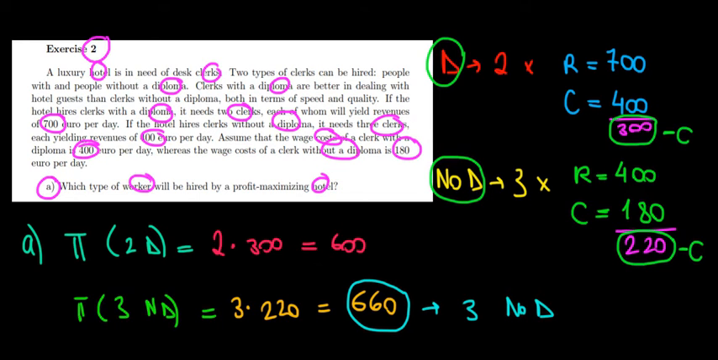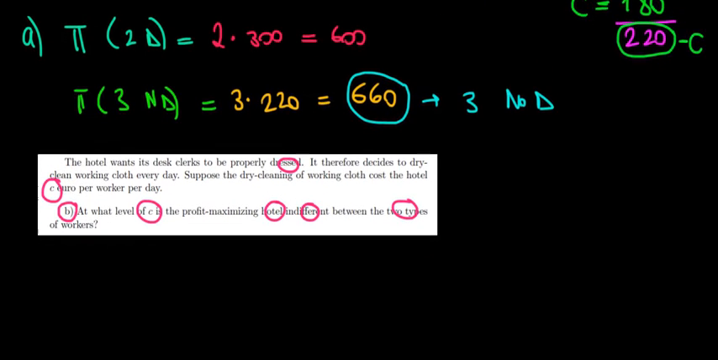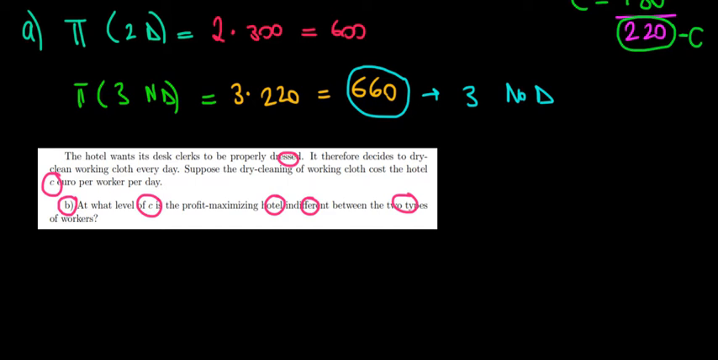So what's the idea here? We want the hotel to be indifferent between the two types of workers, meaning the hotel must have the same profit from hiring two guys with diploma and the same profit from hiring 3 guys without the diploma. In other words, we must make those profits equal. So what's that going to be?